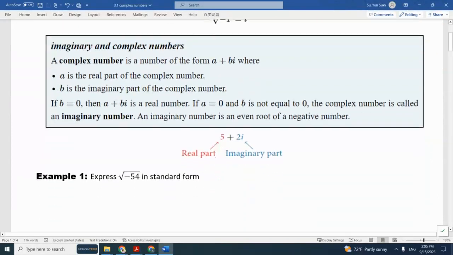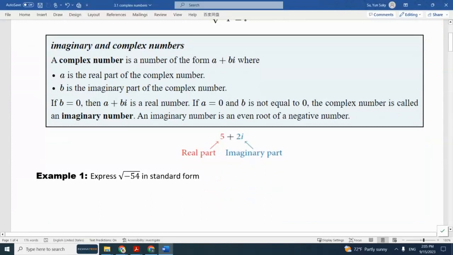So if you have a complex number, you have the real part and the imaginary part. You can think of the real part as like the constant, and you have the 2i. The 2 is like the coefficient of i, right? You have the letter i there. So the 2i is the imaginary part. And then the constant is the real part. Okay, everybody?